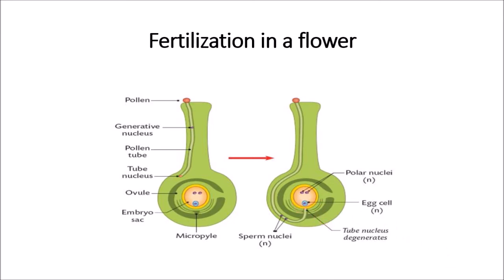And children, this fertilized egg is called a zygote. So, after the formation of the zygote, the process of fertilization is complete. Right?